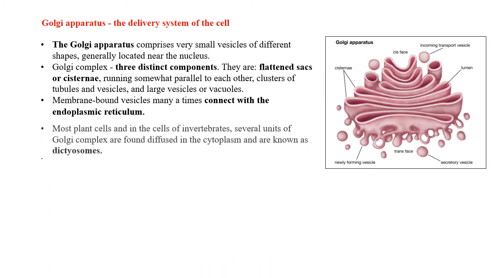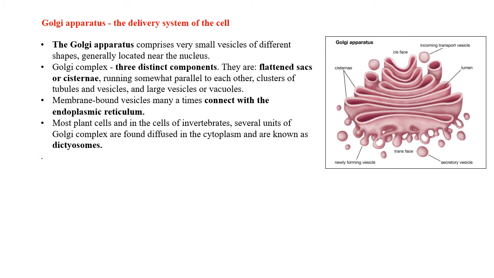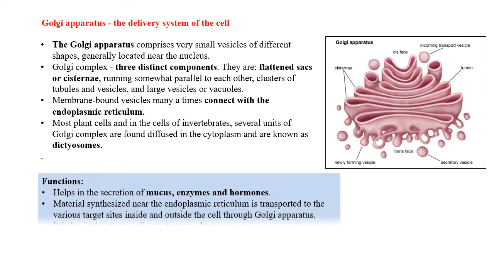In most plant cells and in the cells of invertebrates, several units of Golgi complex are found diffused in cytoplasm and are known as dictyosomes. Functions. Golgi apparatus helps in secretion of mucus, enzymes, and hormones. The material synthesized near endoplasmic reticulum is transported to the various target sites inside and outside the cell through Golgi apparatus. It helps in storage of secretory products.